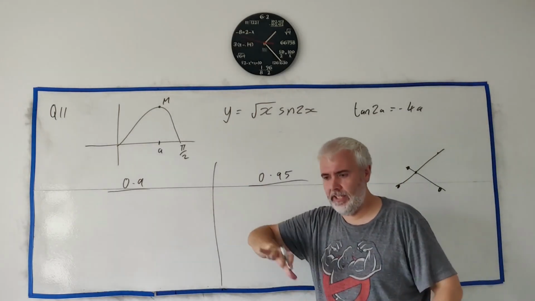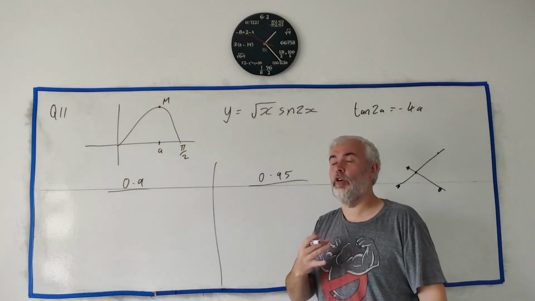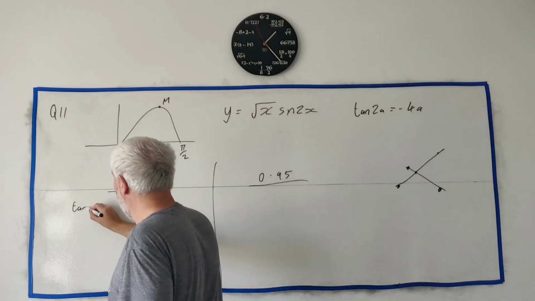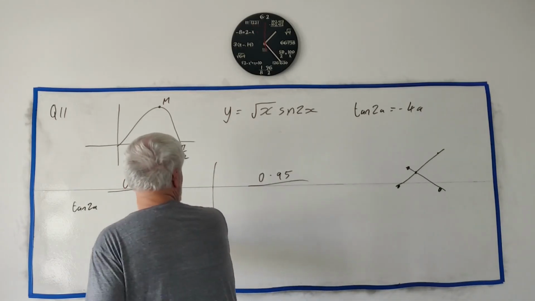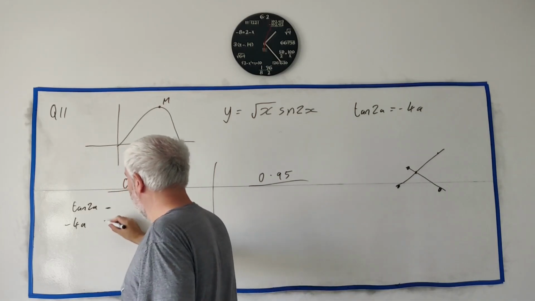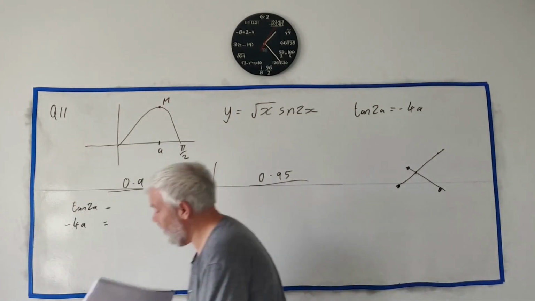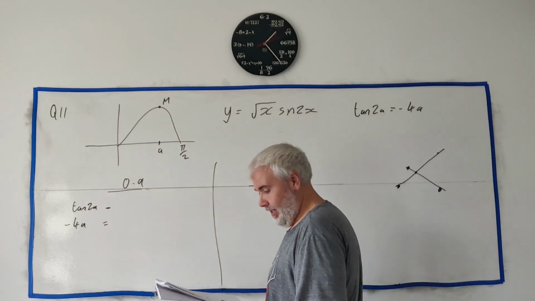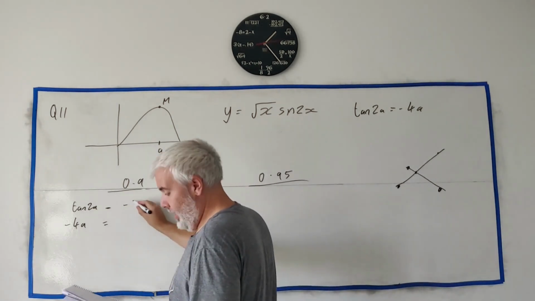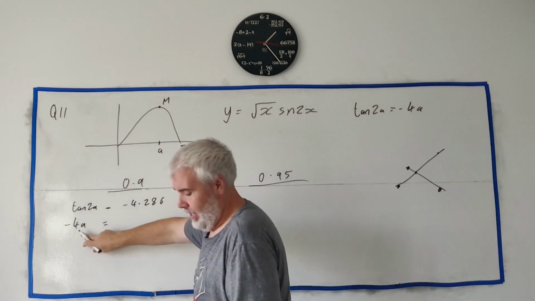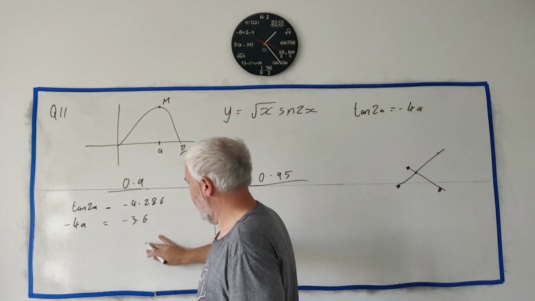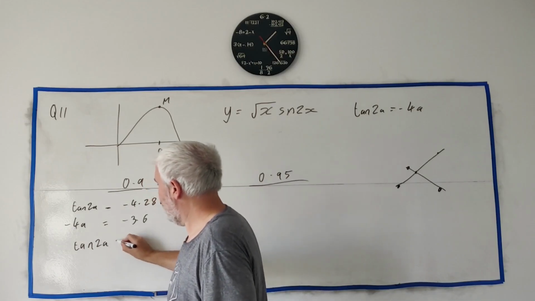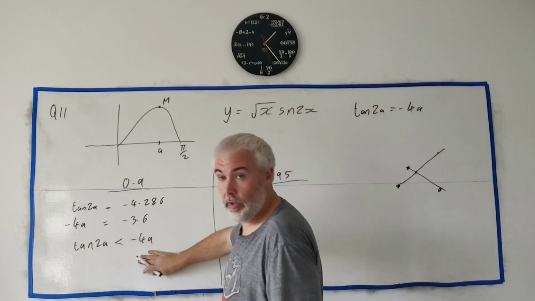I'll write exactly what I think you should do in the exam, or certainly enough that you will get full marks in the exam. I am going to find tan 2a at this point, and I'm going to find minus 4a. I'm going to put these both in the calculator. I have the answer already out here. If you put 0.9, tan of 2 times 0.9 into the calculator, you will get minus 4.286, and if you put this in, you get minus 3.6. At this point, I would write something like, tan 2a is less than minus 4a.